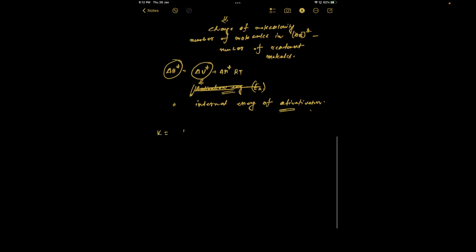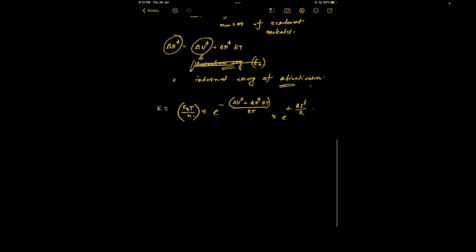So the rate constant will be equal to kBT divided by h times exponential minus delta H double dagger, that means delta U double dagger plus delta n double dagger RT, divided by RT, times exponential plus delta S double dagger divided by R, right? So now we have to find out the relationship between the activation energy EA and the internal energy of activation delta U double dagger.